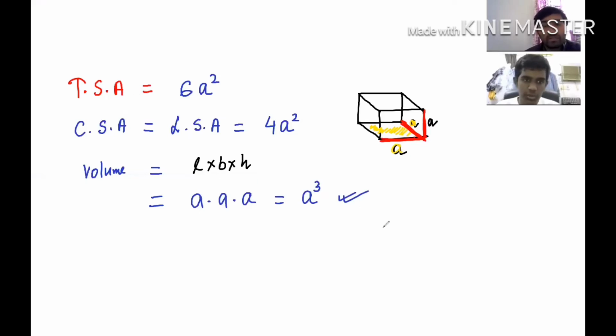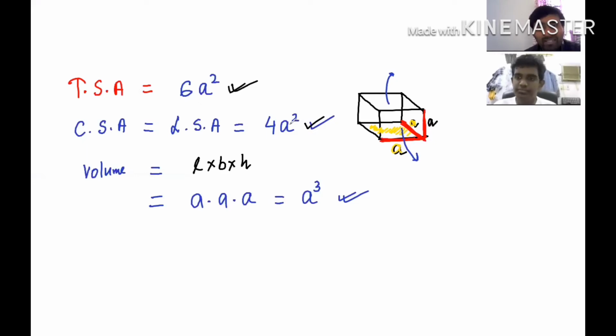Sir, does a cube have curved surface area? Yes. If you remove the top and the bottom, that is called the curved surface area. So it will be 4a square only. Yes, that's right. If we talk about the curved surface area of the cube, it will be only 4a square.